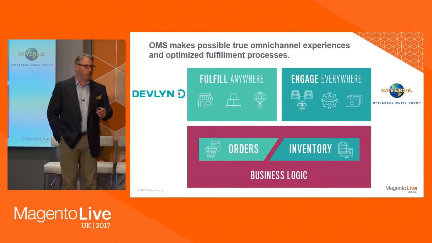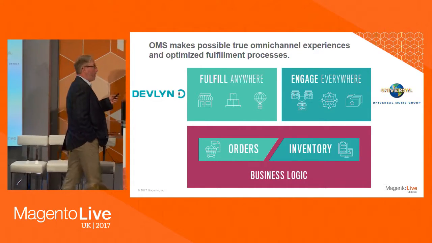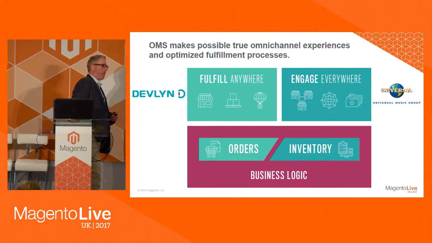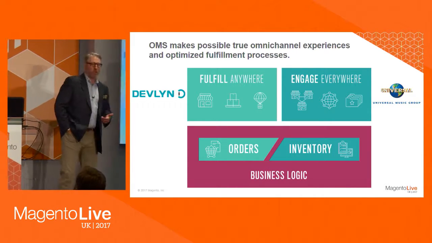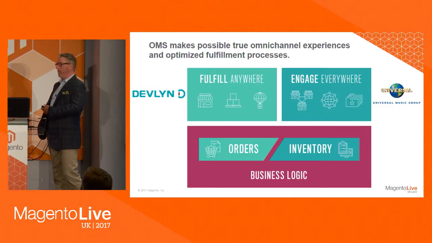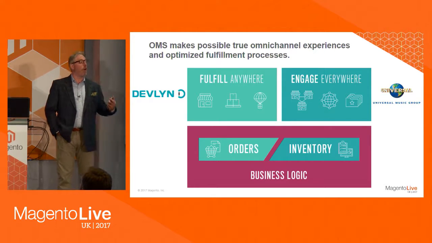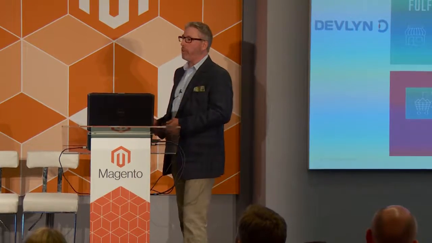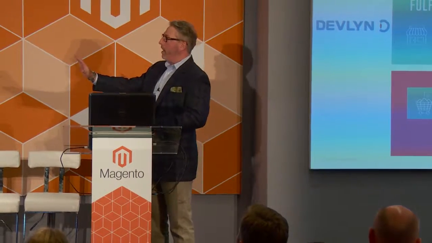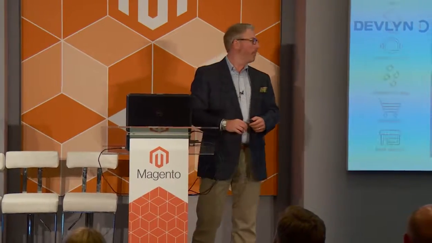Devlin, which I'll talk about a little bit right now, is a fulfill anywhere scenario. They have 1,200 stores. And Universal Music Group, no stores, but 1,200 brands, 1,200 artists. So they map to those use cases, and we're going to talk in a lot of detail about why they invested in order management and what it brings to them across those use cases.